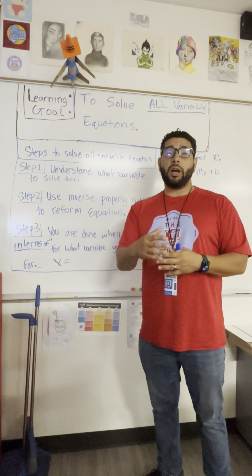All right, so step two, you're going to use the inverse property rules to reform the equation. So you're going to start moving things around by using inverse property to get whatever you need isolated, to put in terms of. And step three, you're done when you put it in terms of whatever variable you are solving for. So that's when you know you're done. Like say you're solving for x, when you get x all by itself, then you're done. Let's do a couple examples. They'll probably make a little bit more sense.